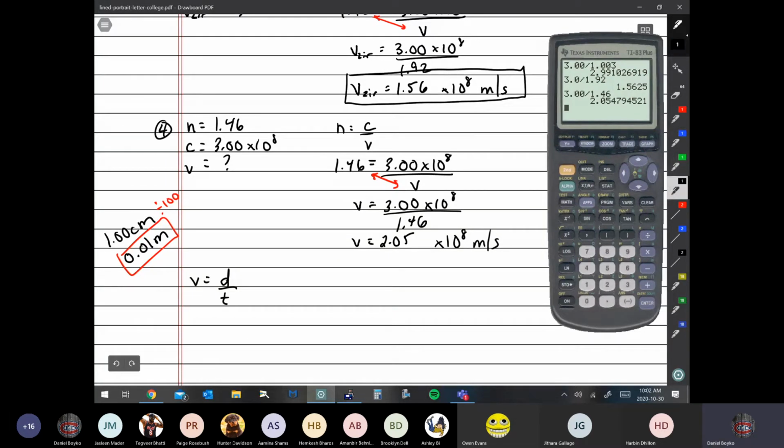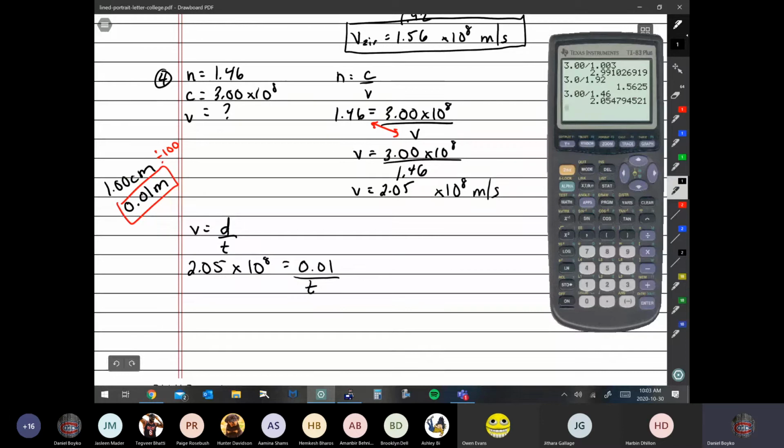So we know that the speed of light was 2.05 times 10 to the power of 8. We know that the distance traveled is 0.01 meters, and we're looking for time in seconds. Again, just like before, this is the exact same question, okay? We just simply swap spots. Now this one's tricky. T equals 0.01 over 2.05 times 10 to the power of 8.